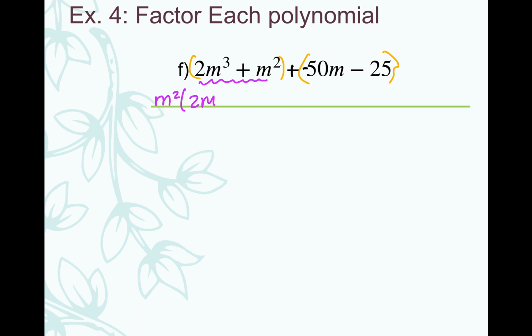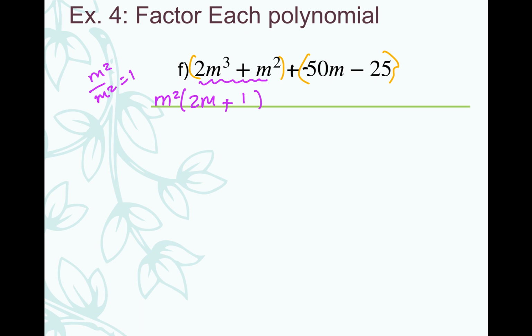And I can check that by just distributing that m squared back in, and I notice that m squared times 2m is in fact 2m cubed. Plus, well, what happens when I take out m squared from m squared? It's not just nothing. This is where we need to remember that when we distribute in, that's the same as multiplying. When we factor out, we divide. So that would be m squared divided by m squared, which is 1. So right here, that's just a 1.